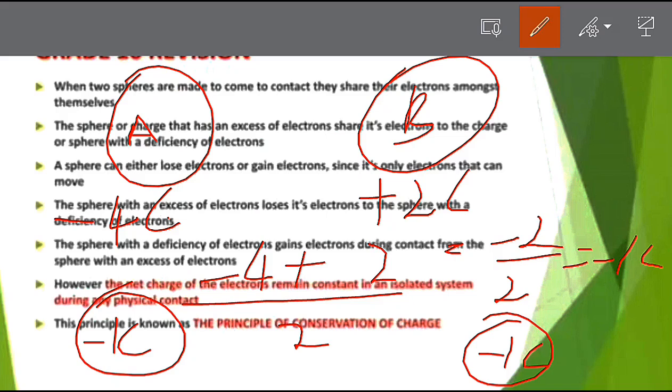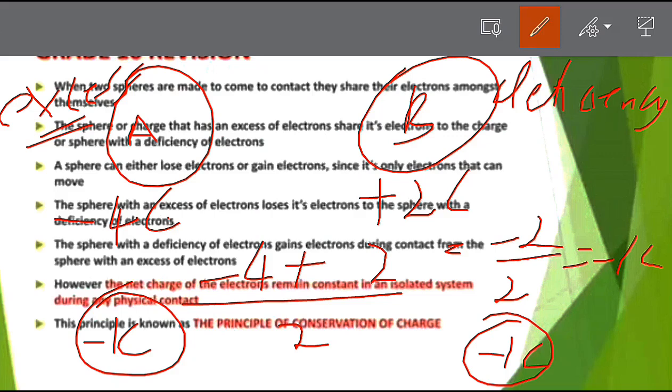Now remember this one, we say it had an excess of electrons, because it is more negative. The more negative your sphere is, or your charge is, that means there are excess electrons. And the more positive it is, that means there's a deficiency of electrons. So this one is the one with the deficiency. As you can see, it is more positive, meaning it has more protons. This one has an excess of electrons because it is more negative, it has more electrons, right?